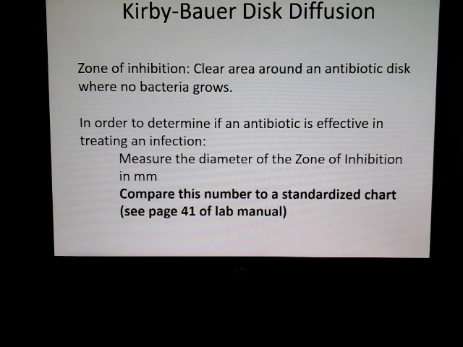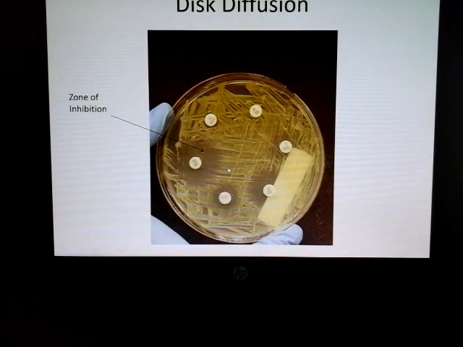Now, again, when you measure your zone of inhibition, you're going to measure the diameter, okay? And then you compare to a standardized chart that can be found on page 41 of the lab manual, and I'll pull that up in a sec. So get your ruler out, you measure from here.